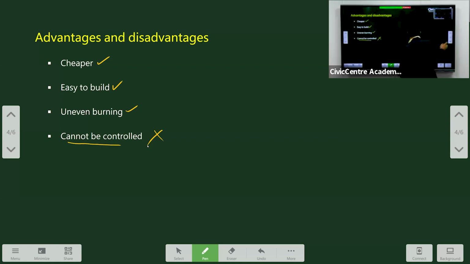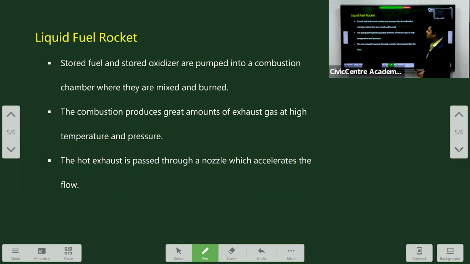Now, talking about liquid engines, here the fuel and the oxidizer are sent into a chamber, and there the combustion is done. The stored fuel and stored oxidizer are pumped into a combustion chamber where they are mixed, and that mixture is burned or ignited. The combustion produces great amounts of exhaust gas at high temperature and pressure, and the hot exhaust passes through a nozzle and gives the thrust required for the rocket to go up. This thrust is given as per Newton's third law of motion.